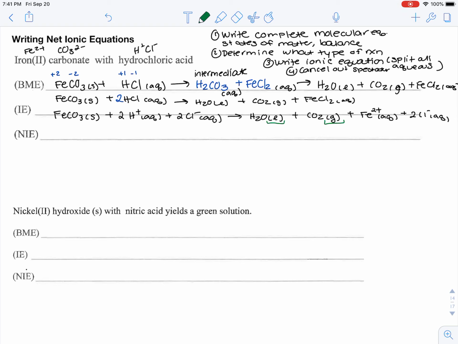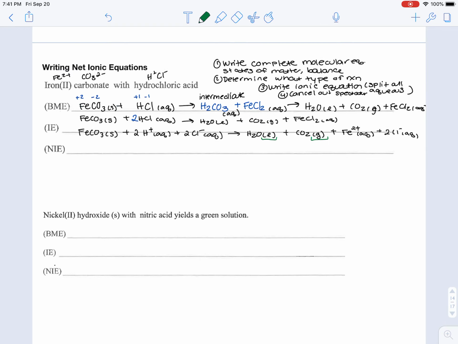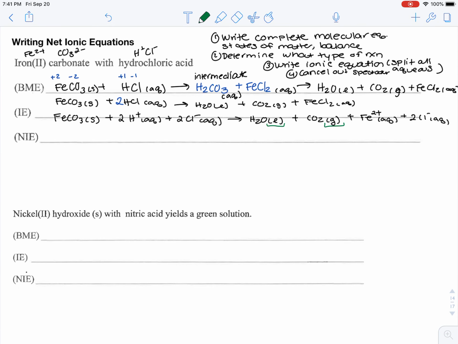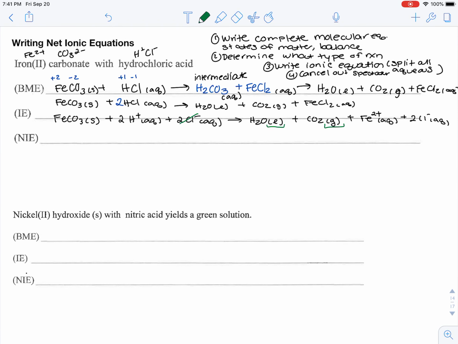Well, I see that the only spectator ion, the only ion that I see on both sides of the equation, are 2 chlorine ions. So I cross those out, and then you just write your net ionic.